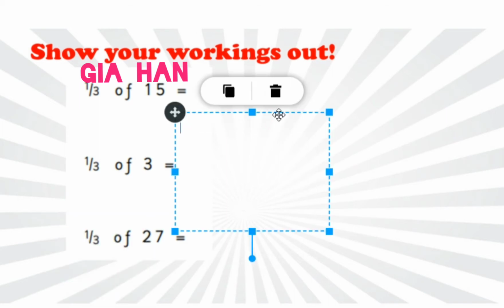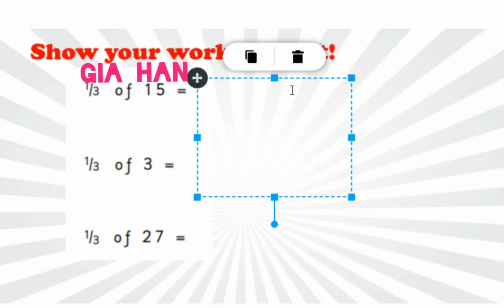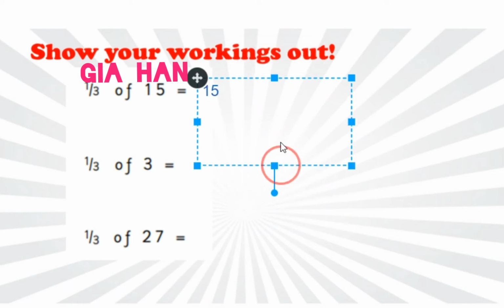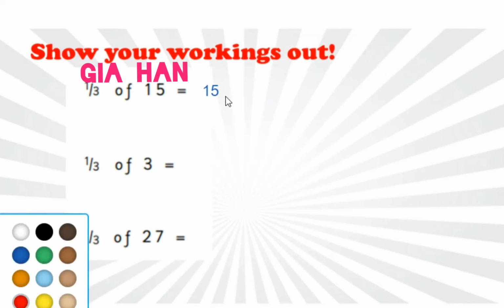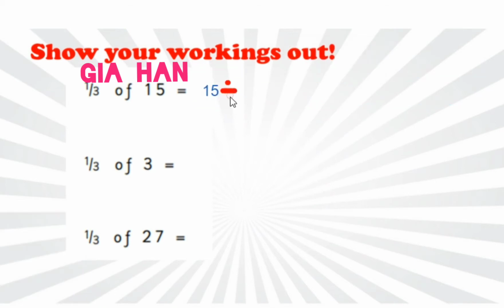We take 15 and... What do we do? We divide it. Yeah, we divide it. Excellent. So we divide it by what? What do we divide it by? 15 divided by what? 3. Excellent. So 15 divided by 3.